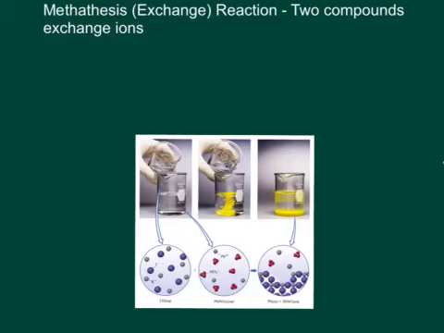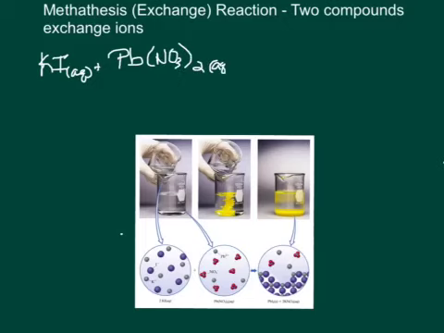So in this particular reaction, we have two colorless solutions. One is potassium iodide, aqueous in solution, and the other is lead nitrate, also aqueous in solution.